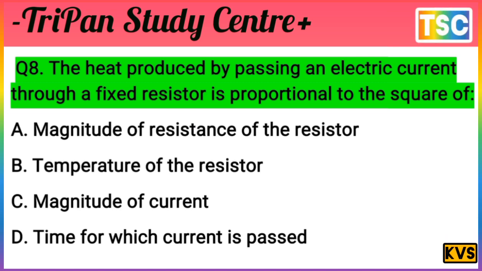Option A, magnitude of resistance of the resistor, that's nothing here. Temperature of the resistor, nothing here. Magnitude of current, that's the right answer, because the heat produced by passing electrical current through a fixed resistor is proportional to the square of the magnitude of current. It means option C is correct. Option C, magnitude of the current, is the right answer for this question.